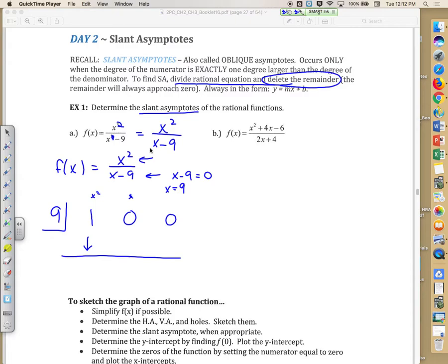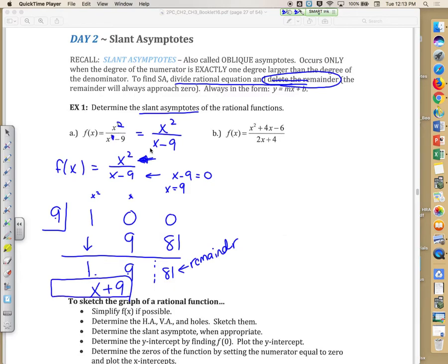And then just like we did before, you bring the first term down, bring the 1 down. You're going to multiply 1 times 9, and we get 9, goes in the next column. Add down, we get 9. Multiply 9 times 9, we get 81. Add down, and you get 81 for that last column. Remember, this is the remainder. And we said in the directions there, we're going to delete that remainder because that remainder is going to get real close to 0. So I started with x squared, which means these are the coefficients for x to the first and your constant term. So that's what the division looks like.